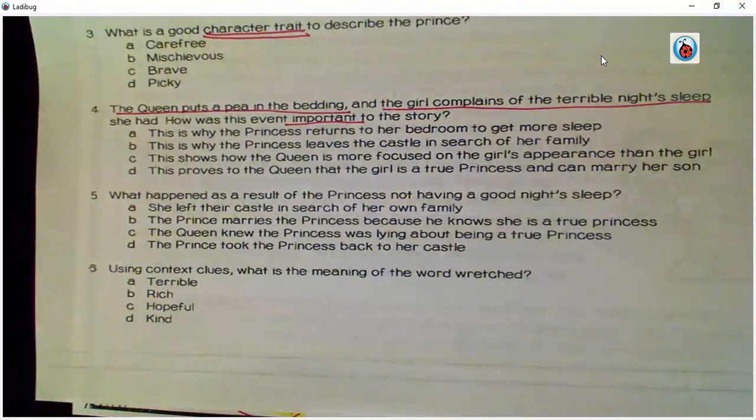So what I would like for you to do is think right now about which of these choices we should not choose because it doesn't make sense based on what we read and what we know happens because of the test that the queen did with putting a pea in the bedding. Which choice should we choose? I want you to pause the video when you're ready, answer it in Kiddom, come back and push play again as soon as you're ready to go on to number 5.